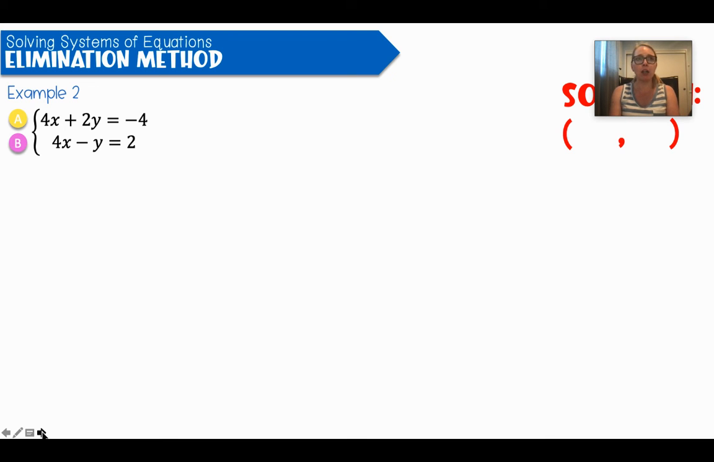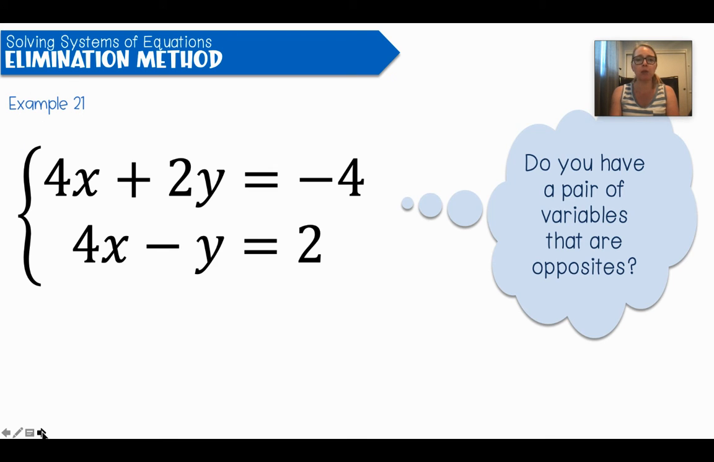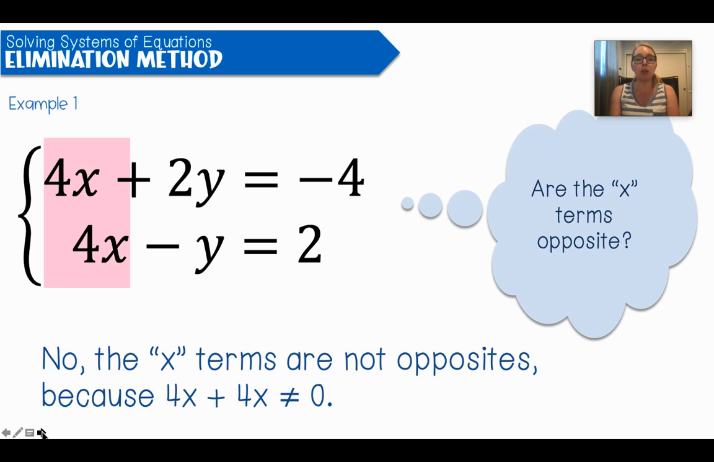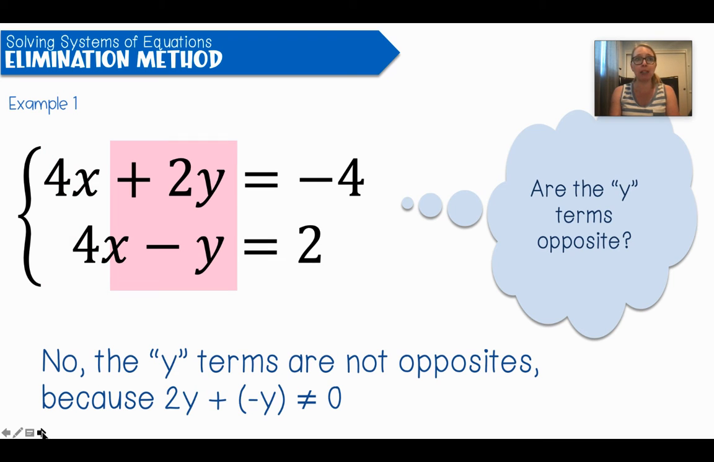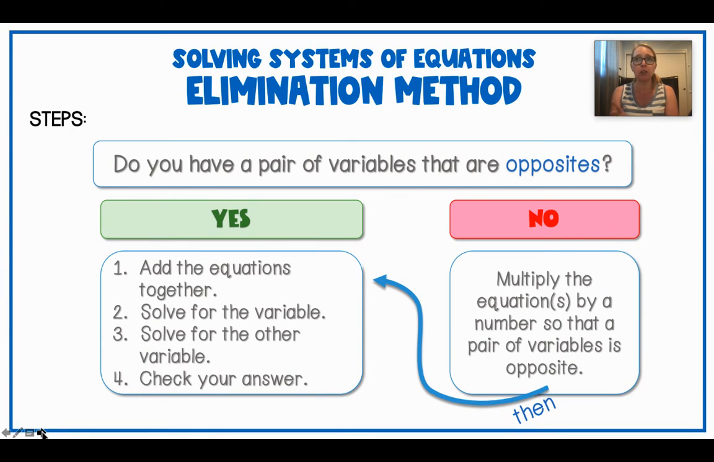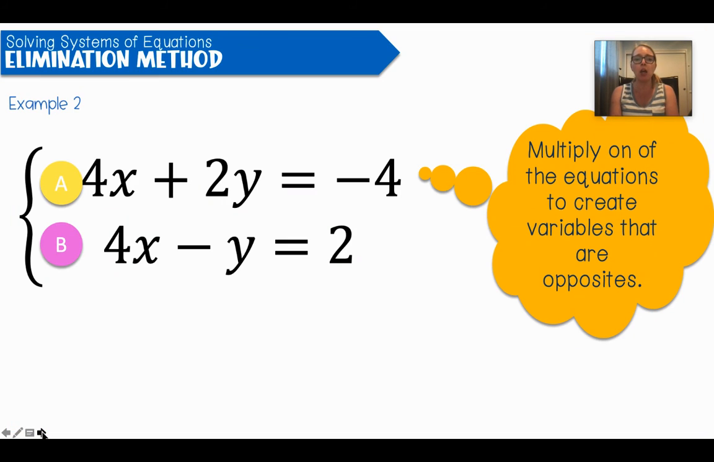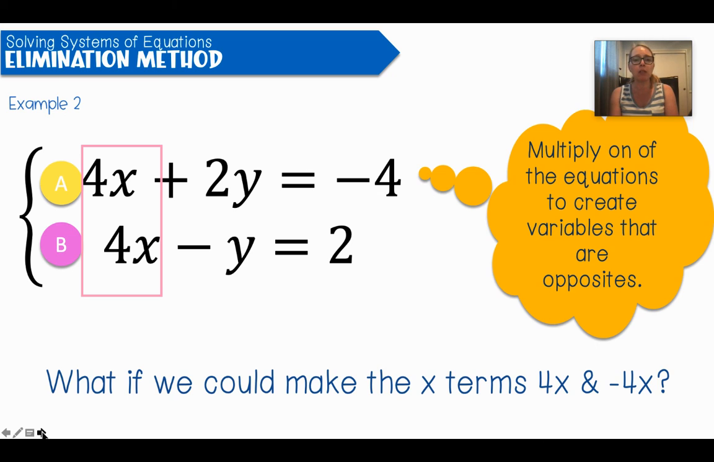Here our system is 4x plus 2y equals negative 4 and 4x minus y equals 2. Now I'm going to look at my x's. I don't have opposites. My y's are not opposites. So we're going to need to use multiplication. We don't have opposites, so we need to use multiplication to get opposites. So which variable do I want to make opposites? Well, when you have the x's as 4x and 4x, they're the same. We can multiply one of those equations by negative 1 to get 4x and negative 4x.